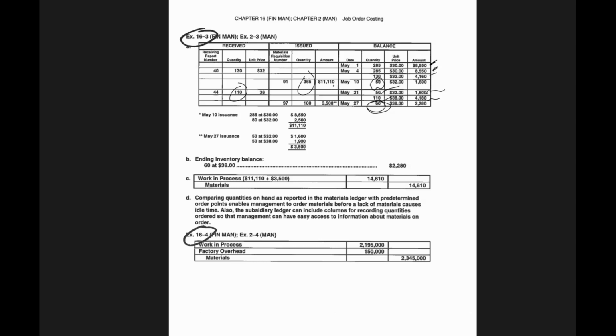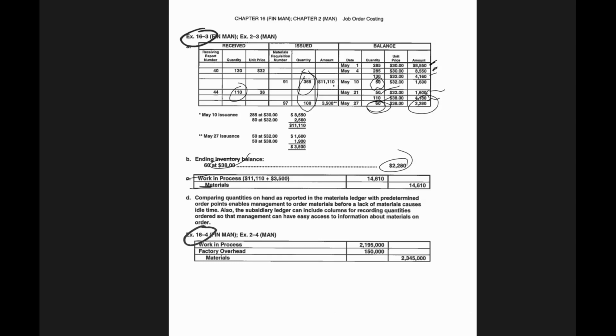Complete the material issuances and balances for the month. What's our ending balance? Letter B, again, 60 at $38 or $2,280. Now, we moved these items right here, 365 and 100, into WIP. So we need to move it out of materials, this is part C, and put it into WIP.